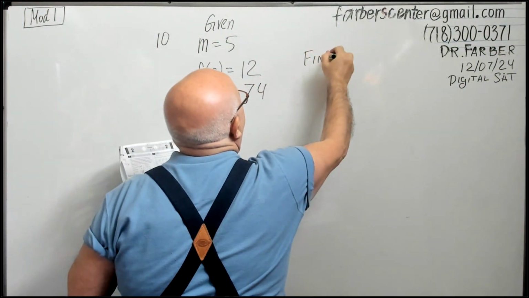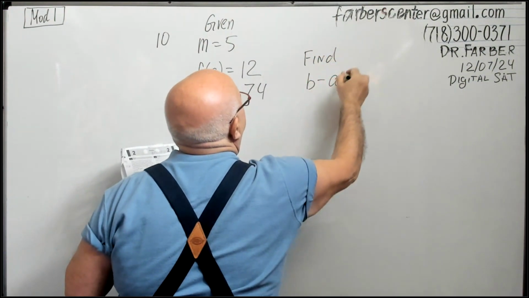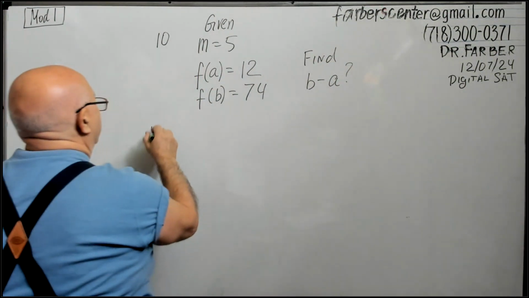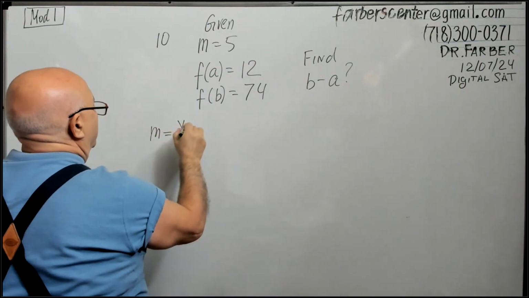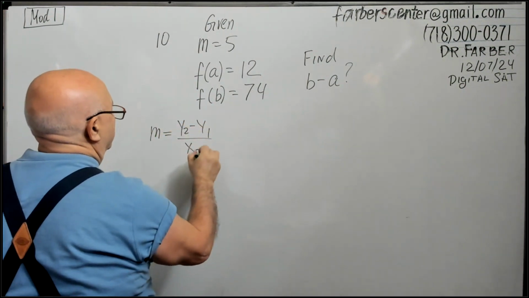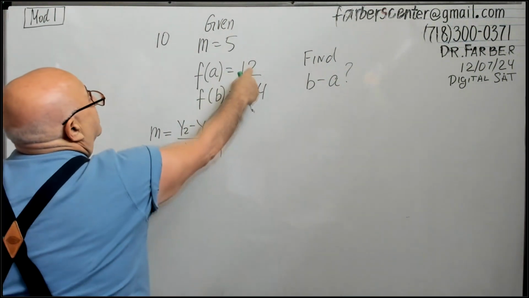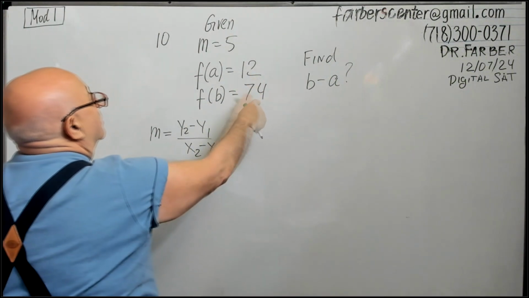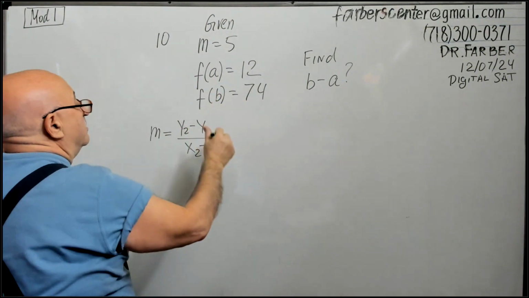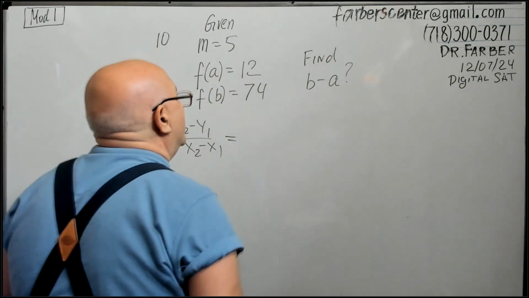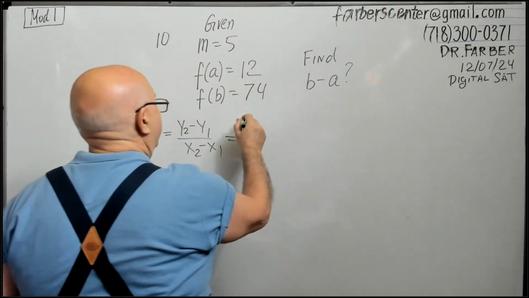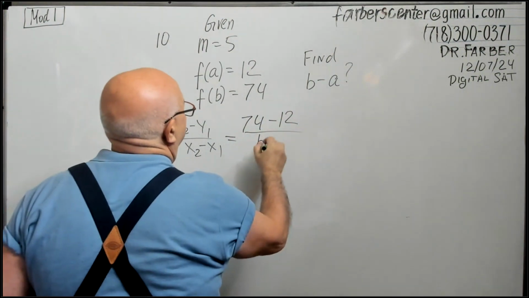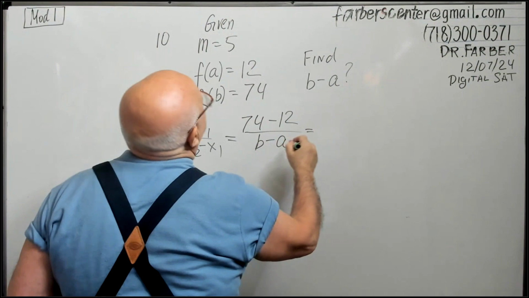Find b minus a. Okay. So what is slope? y2 minus y1 divided by x2 minus x1. But this is y's. You see this y's? You can consider this y1 and y2 and this x1, x2. So 74 minus 12 divided by b minus a equals 5, or 5 over 1.